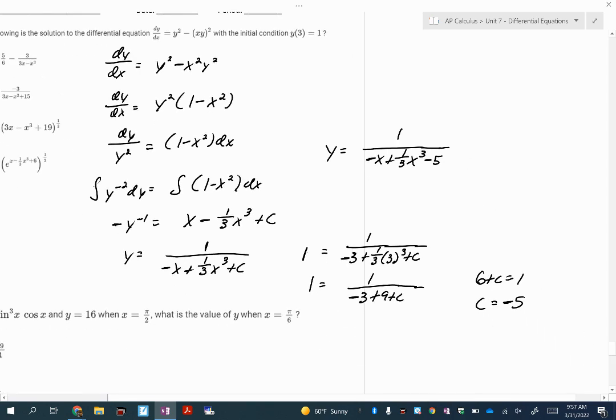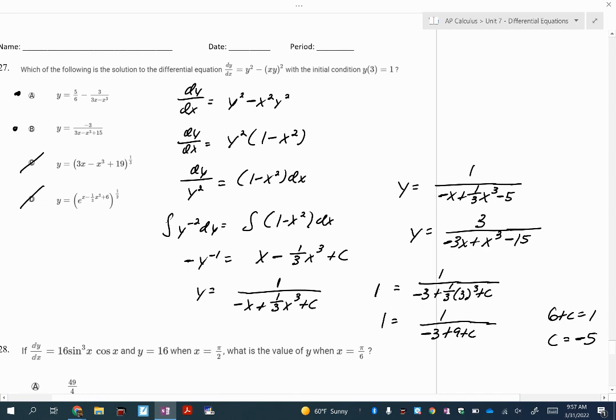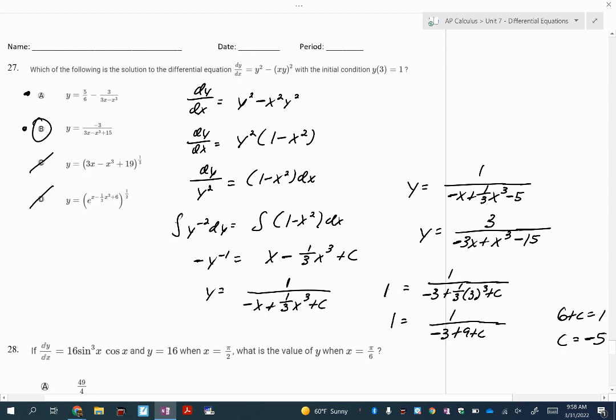And like I said earlier, if you have a fraction in your answer, they're going to multiply everything by the reciprocal of that to get rid of it. So it'll be 3 over negative 3x plus x cubed minus 15. If you look at our answer choice B, it is B. You might be saying, hey, that's not the same. The reason is they just put the negative up top. So they made the 3 on top, then the numerator negative, and everything else the opposite. That's why it's positive 3x minus x cubed plus 15. All right, so 27 is B.